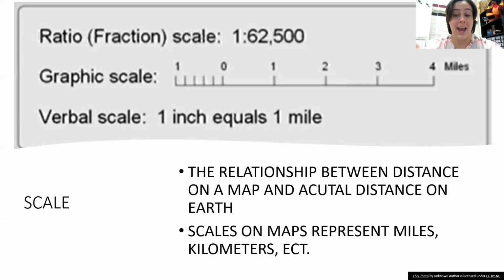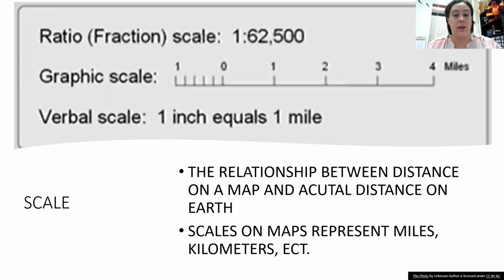So we have a scale that helps us represent how much distance is from one place to another using a ruler, but translating that into actual miles. As you can see here, we have the graphic scale. So we have 1, 0, then 1, 2, 3, 4 miles. That's what it's saying.